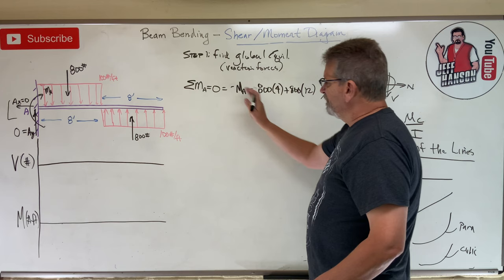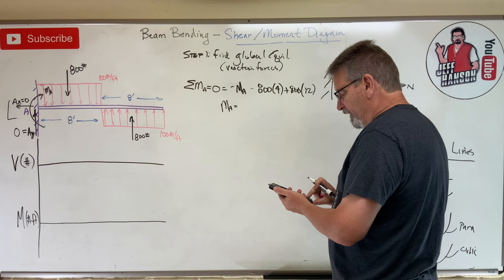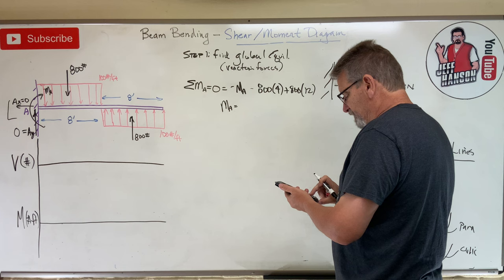Okay. So I'll move MA to the other side. That moment at A is equal to, how much is that? 800 times 12 equals 9,600, minus 800 times 4, which is 3,200. So that's 6,400 foot pounds, okay? So that is this reaction over here at A. 6,400 pound feet, okay? All right, I think that's it.